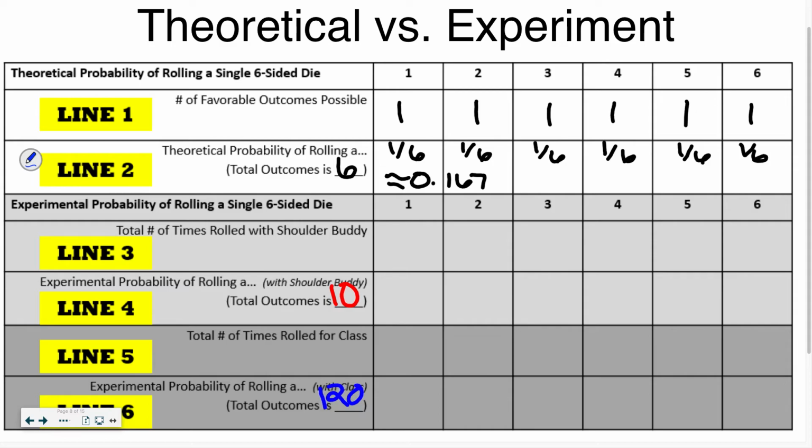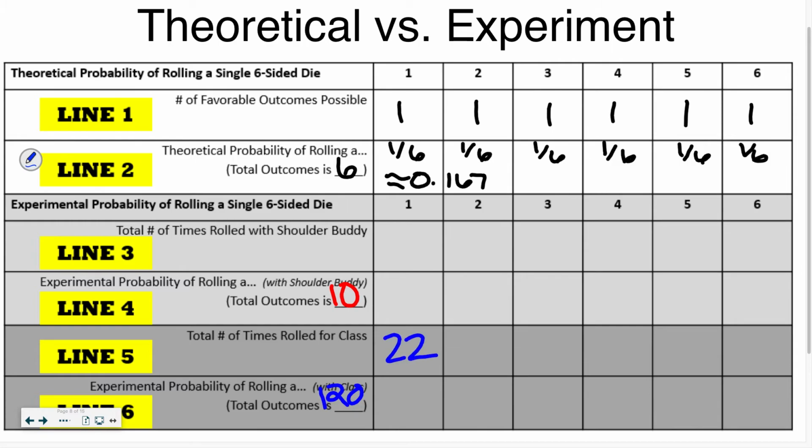You rolled a 1 how many times? 1, 1, 2, 5, 6, 8, 11, 15, 16, 16, 19, 20, 22. So we all write 22 down. This is line 5, 22.